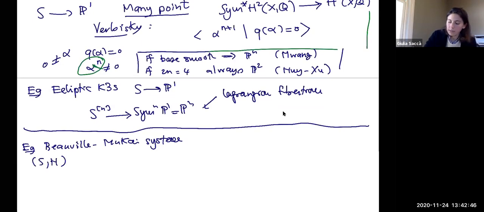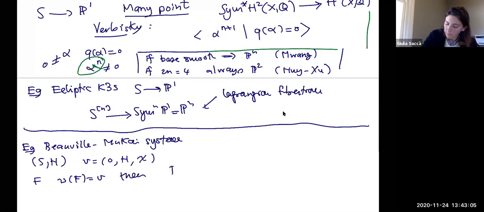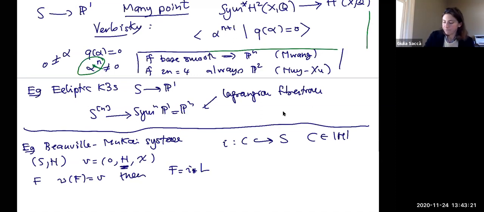I choose a polarized K3, and I take the Mukai vector of rank 0, H, and chi. If I have a pure sheaf F on S with Mukai vector equal to this, then F is i lower star of L, where I have a curve in the linear system determined by H. Say generically that C is smooth and L is a rank 1 sheaf on C.